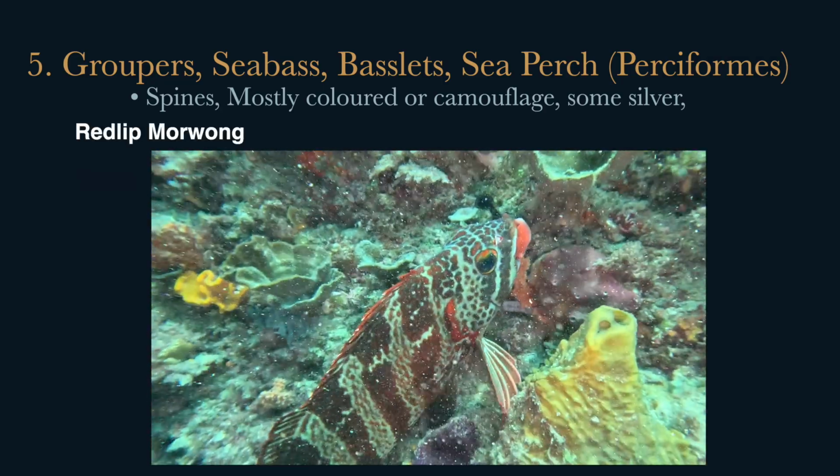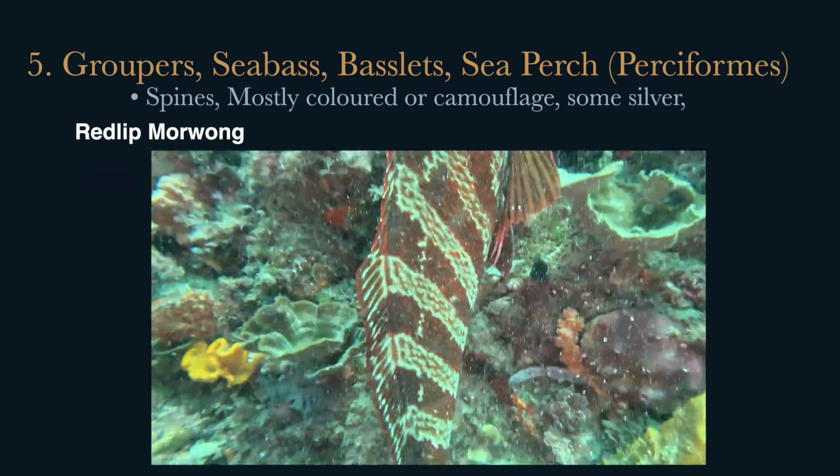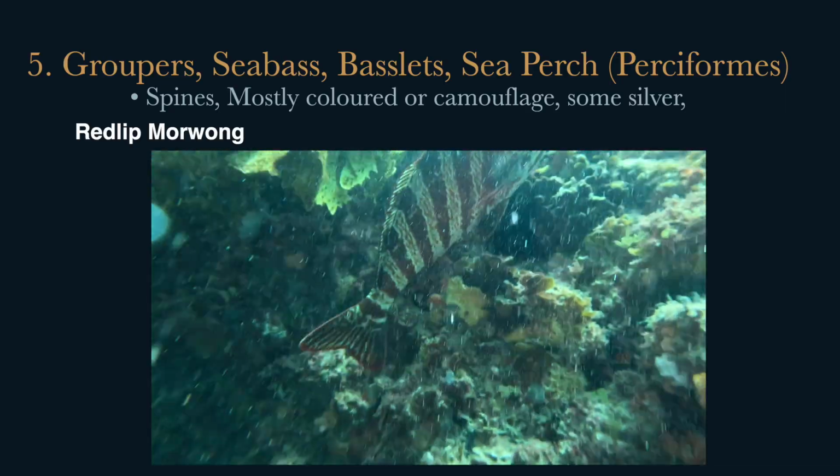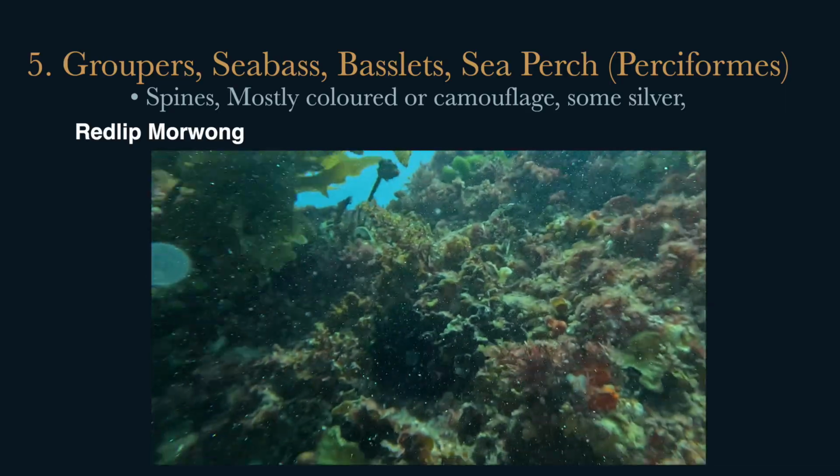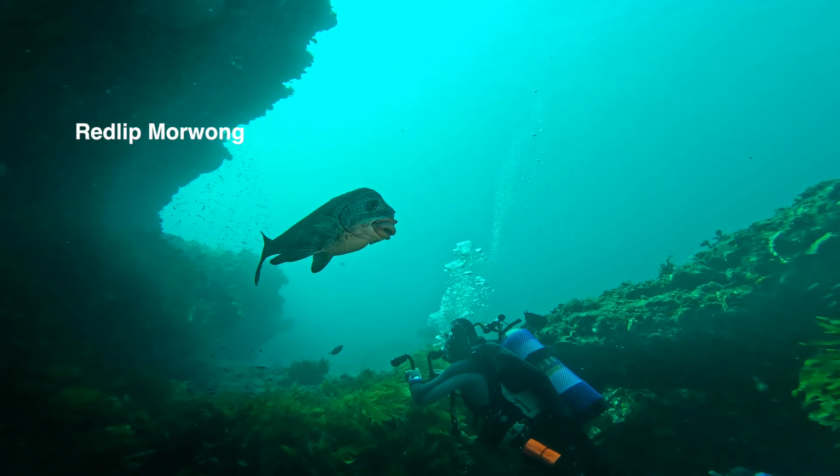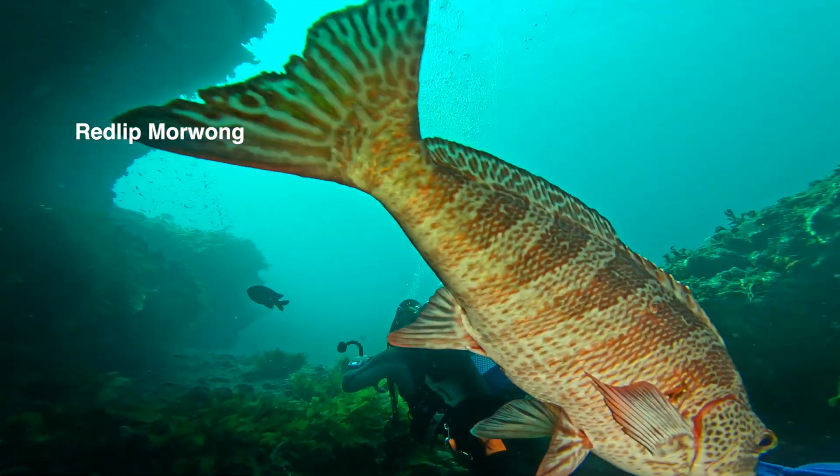Red-lip morwongs can often be found lying on the bottom, just sitting there waiting, and will let you get quite close until they disappear off. They like rocky reef and kelp beds. They grow to 40 centimetres and eat invertebrates. They live in the subtropical and tropical zone.